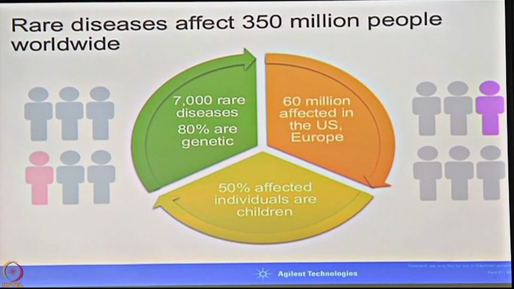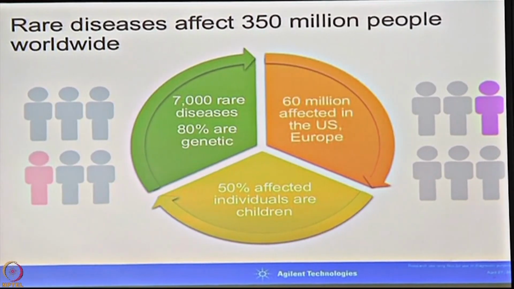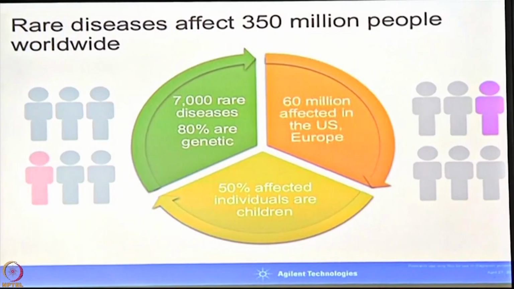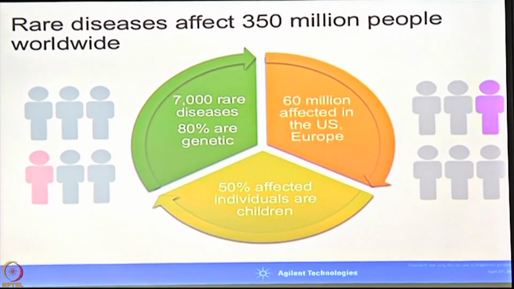So yes, please. We are talking about 60 million affected in the US and Europe. Is there any study for anybody? Yeah, I'm coming to the next slide. This is some worldwide data I'm telling. Now I'm going to the next slide. I have Indian data also, and 50% of the affected are children.